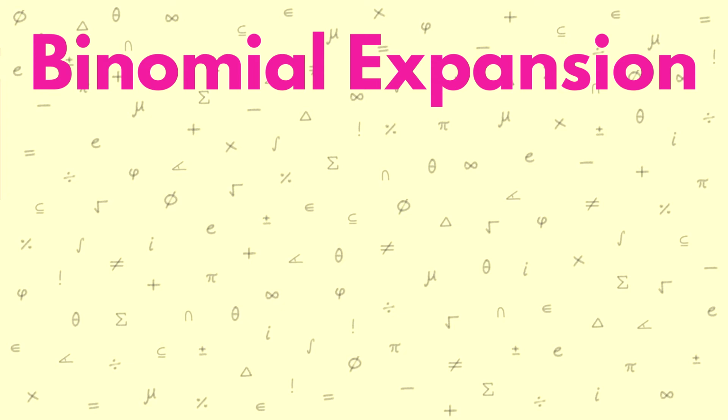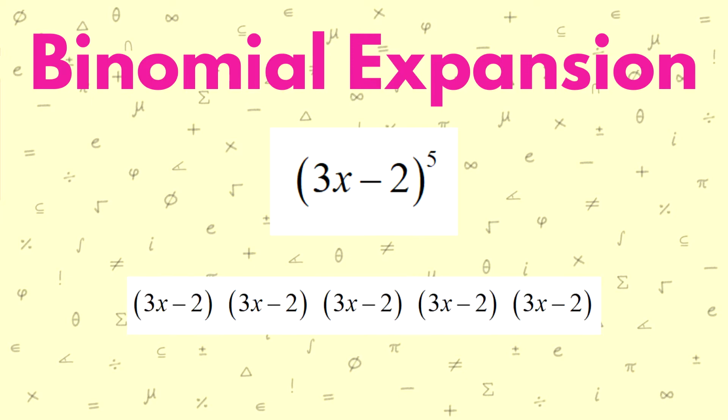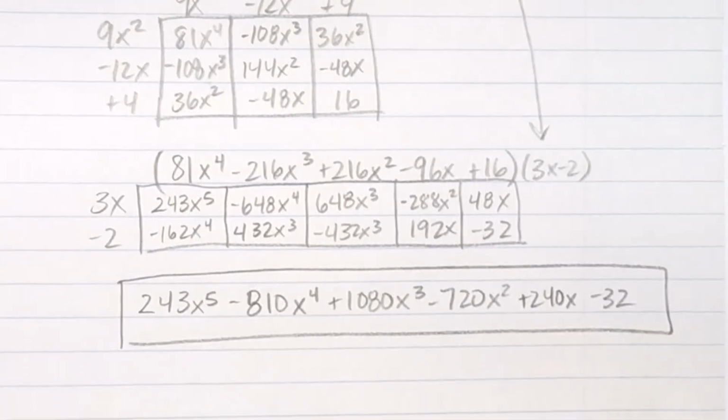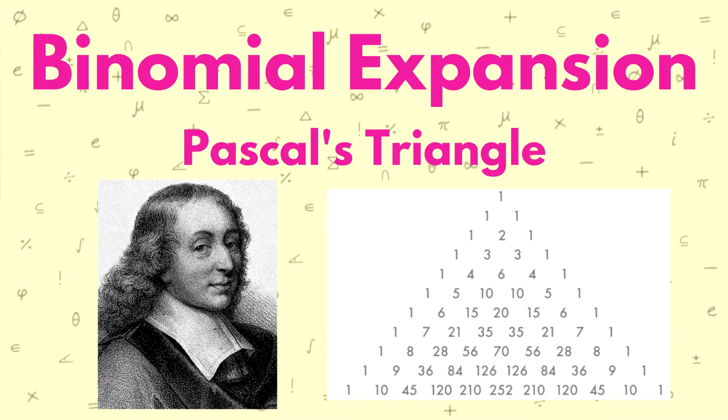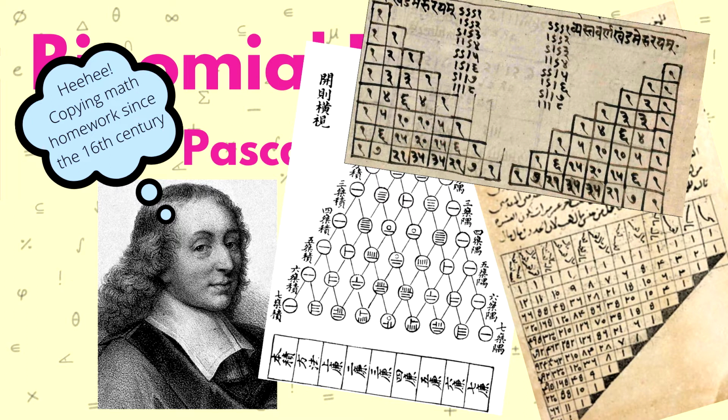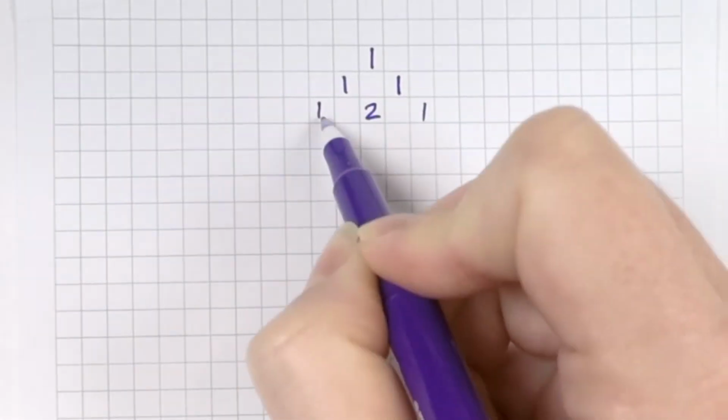Binomial expansion refers to multiplying out a binomial raised to a power like this one. You can multiply it out using the distributive property, which is very long and tedious, or you can use the method with Pascal's triangle. Side note, Pascal is not the inventor of this triangle, and it goes by several other names because it was studied hundreds of years before him in places like China, Persia, and India, to name a few. Anyways, the triangle is easy to make so you don't have to memorize it.